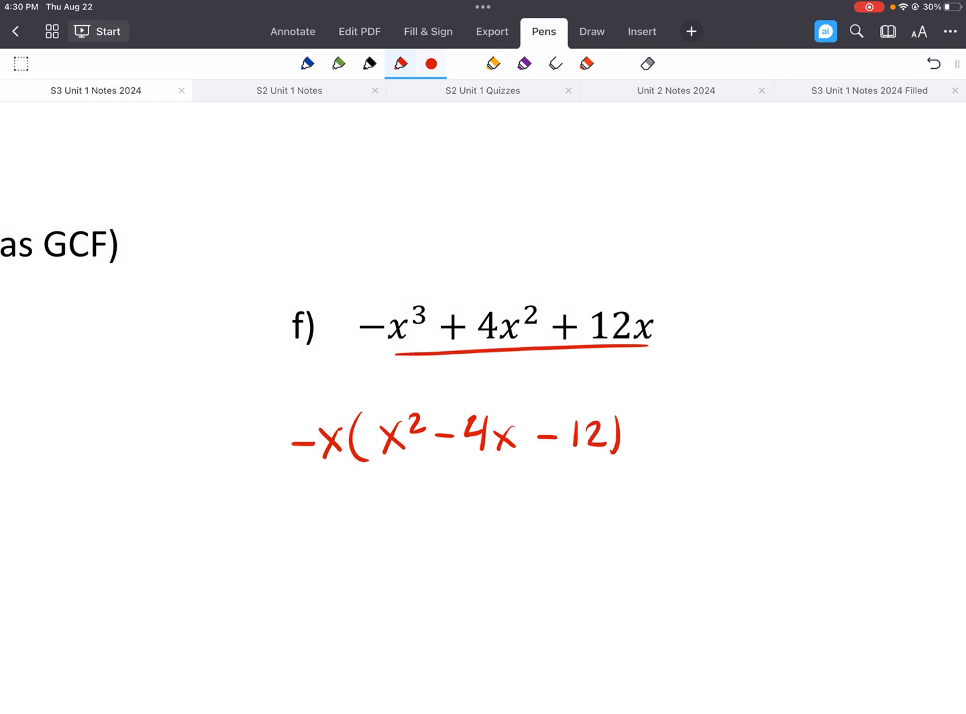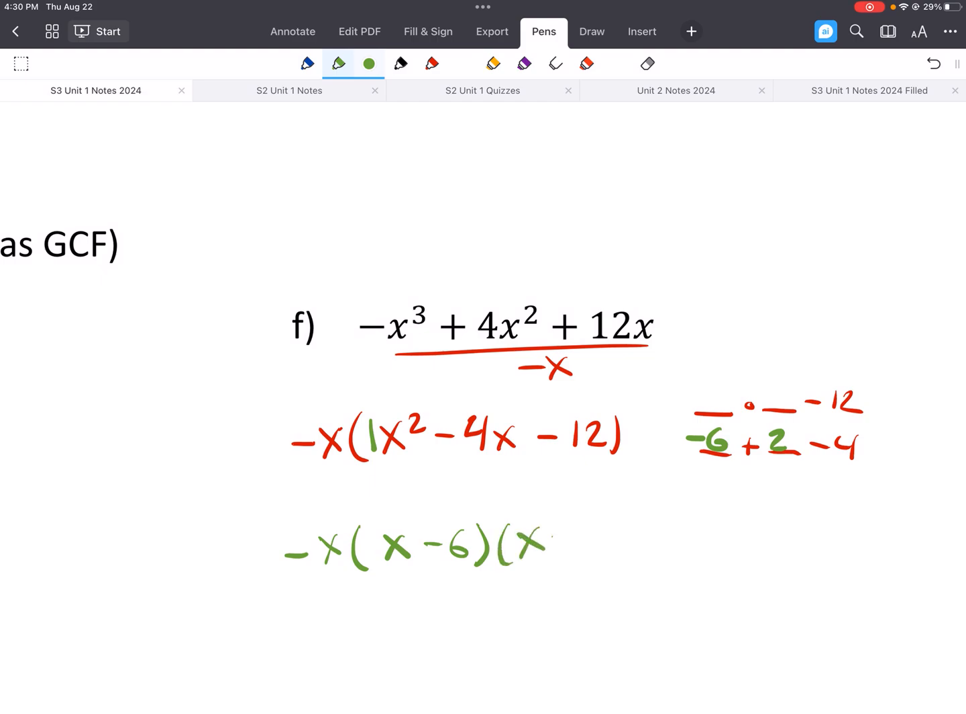I probably should do this because that will help. Okay, now we need to figure out what multiplies to negative 12 and adds to negative 4. So perhaps -6 and 2, that would work. So again, since a is 1, we can just write our factors. So x minus 6 and x plus 2.